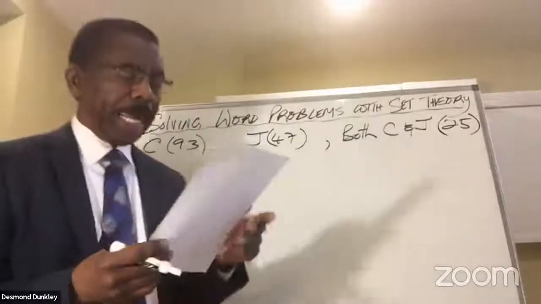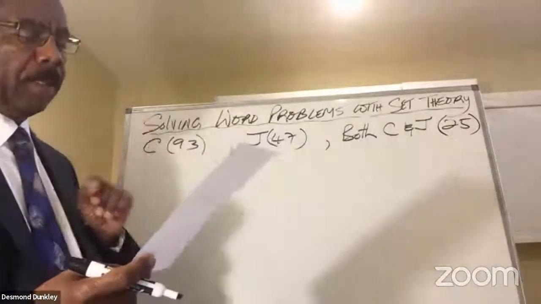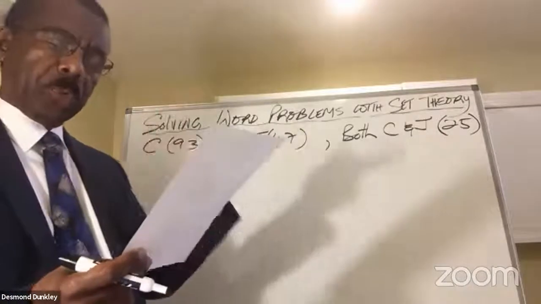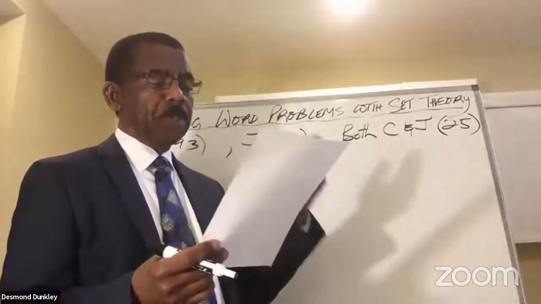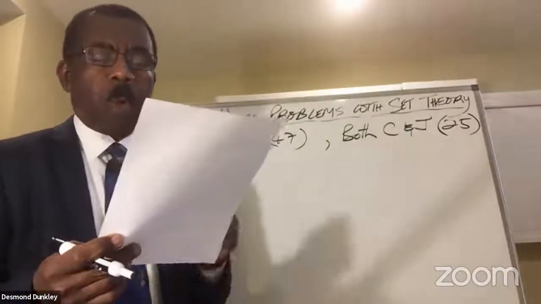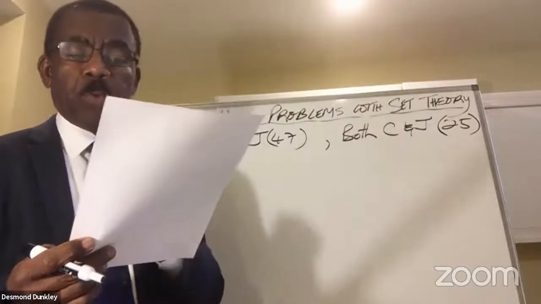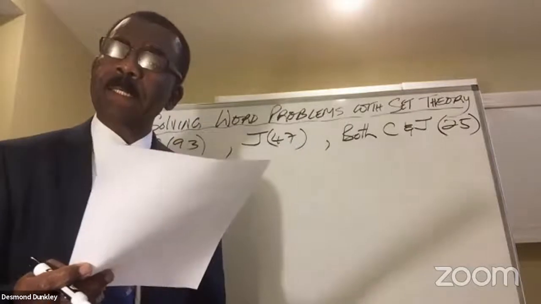Let me read it again. At a breakfast buffet, 93 people chose coffee and 47 people chose juice. 25 people chose both coffee and juice. If each person chose at least one of these beverages, how many people visited the buffet?